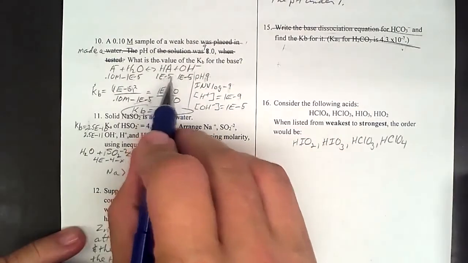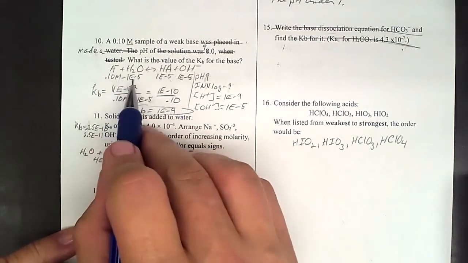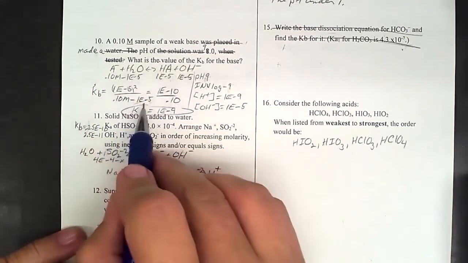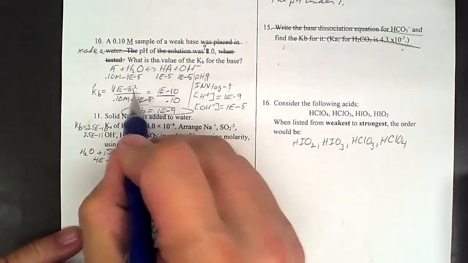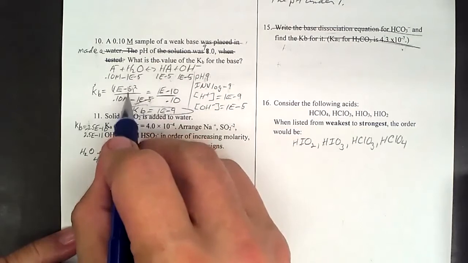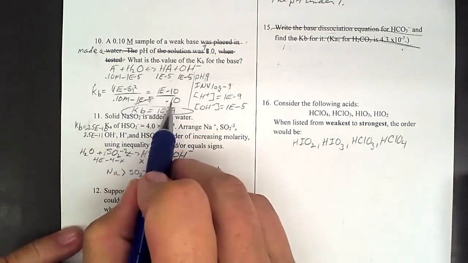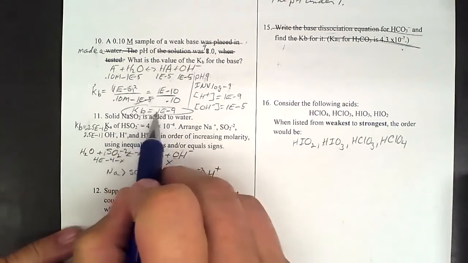Now this should be equal to that because they were both generated together from the destruction of this. So this is the amount destroyed. However, when I put all this into Kb, this amount subtracted out is inconsequential and I'm going to skip it. This times that is that squared, of course. This squared is 1e negative 10. And then it's divided by 0.10, which is the same thing as multiplying by 10, which means it gets less negative, and that's Kb.